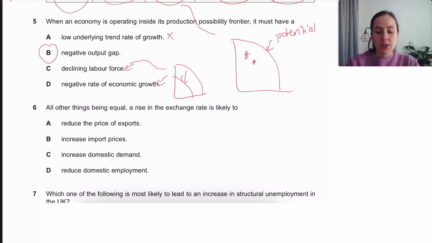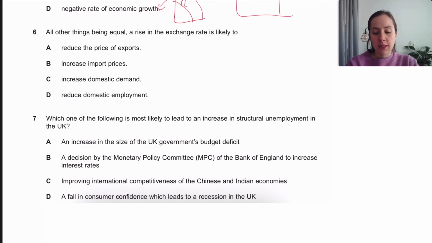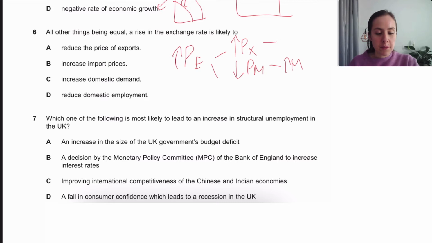A rise in the exchange rate. The price of the pound increases. It does two things. It makes the price of exports more expensive and the prices of imports cheaper. So M should increase and X should decrease. And that is likely to not increase import prices, the other way around. Reduce, no. Other way around.